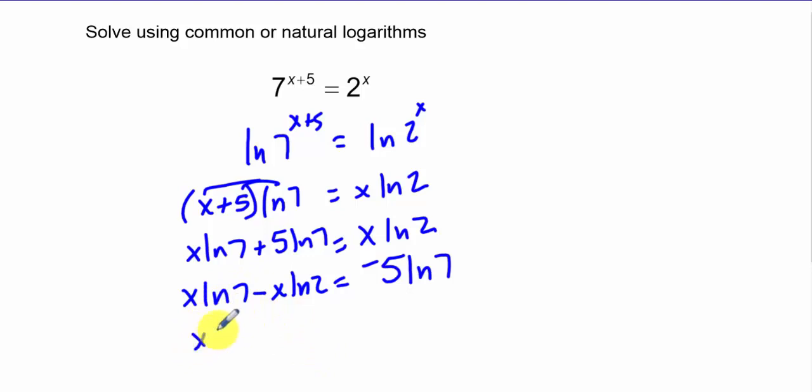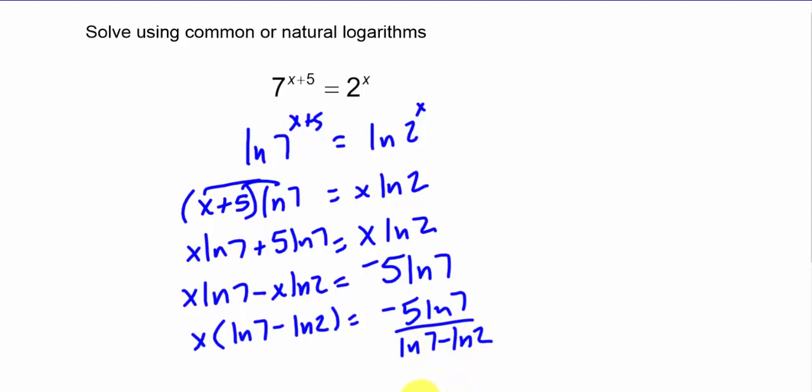The only way to do that is to factor in this case. So this is the natural log of 7 minus the natural log of 2. And this is negative 5 natural log of 7 over ln 7 minus ln 2. Unless I really want to get a complex fraction and say this is the natural log of 7 halves, and then this is the natural log of 7 to the negative 5. This is about as simple as it'll go, so we'll take that as an answer.